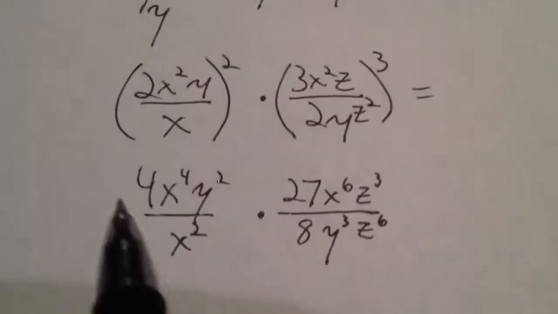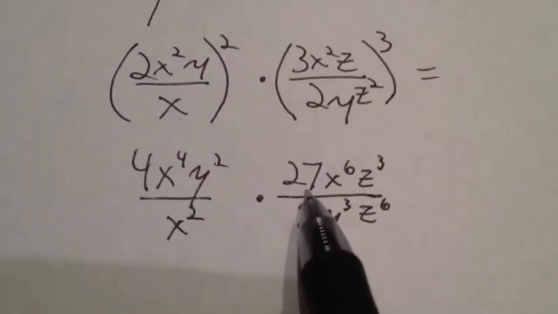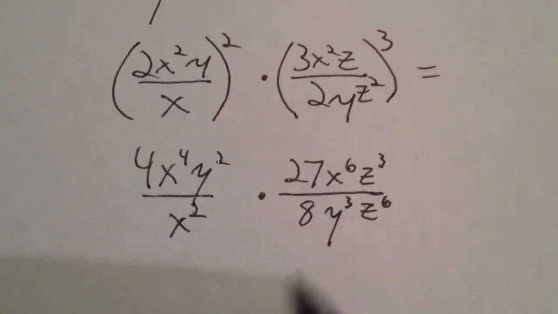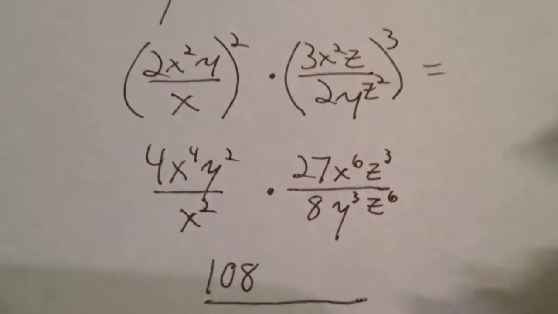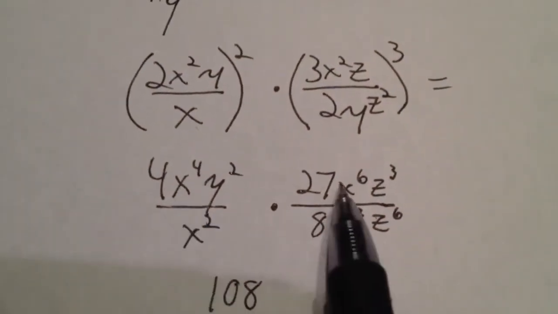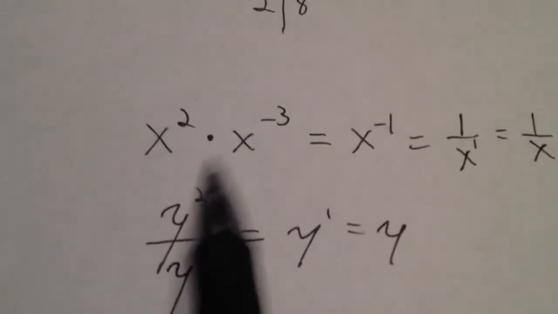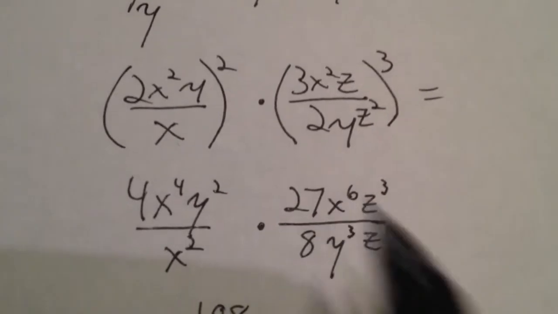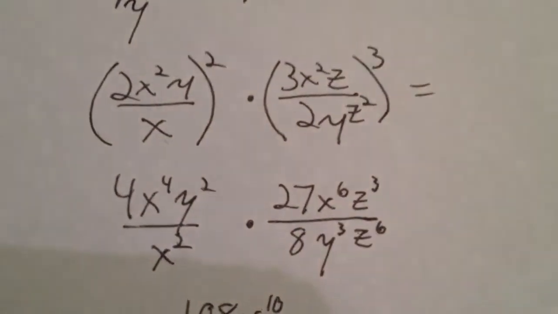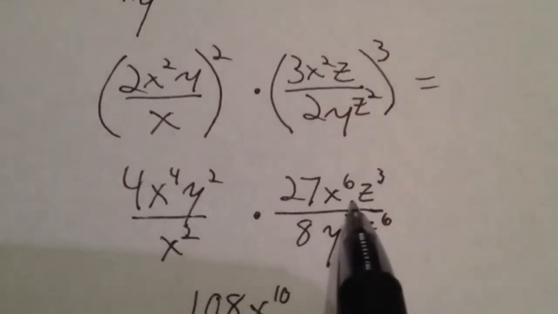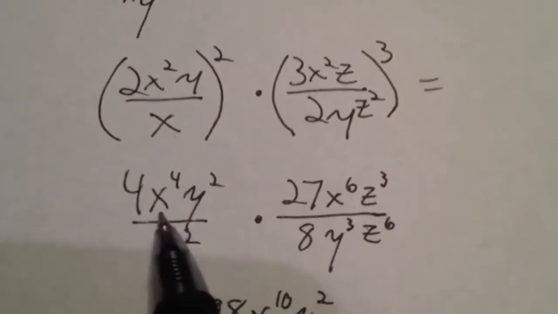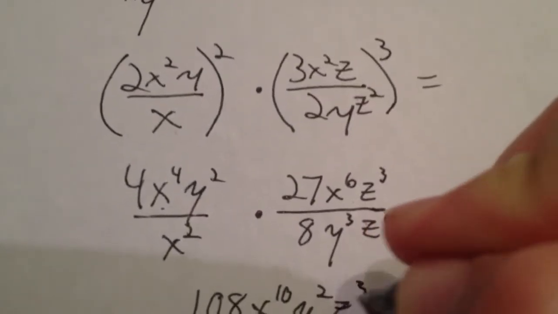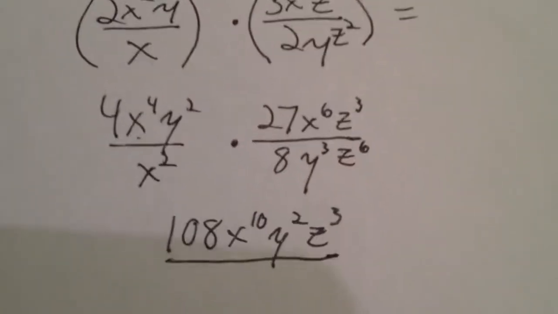So I take and I multiply 4 times this 27. So when I do 4 times 27, you're going to end up with 108. Then I do x to the 4th times x to the 6th. Remember, multiply like bases, you add the exponents. So what is 4 plus 6? It's 10, so that's x to the 10th power. Y squared, there's no y over here, so you just write it out. And then you have z to the 3rd over here, but no z over here, so you just write it out in alphabetical order, x, y, and z.